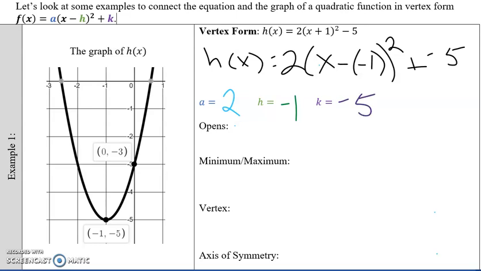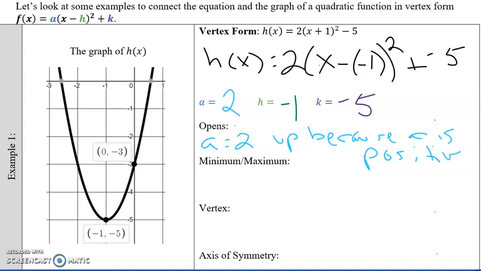We can determine which way the parabola opens by looking at a. So a equals 2, so we know that the parabola opens up because a is positive. And then we can determine whether it has a minimum or maximum, because if we know that it opens up, it has a minimum.